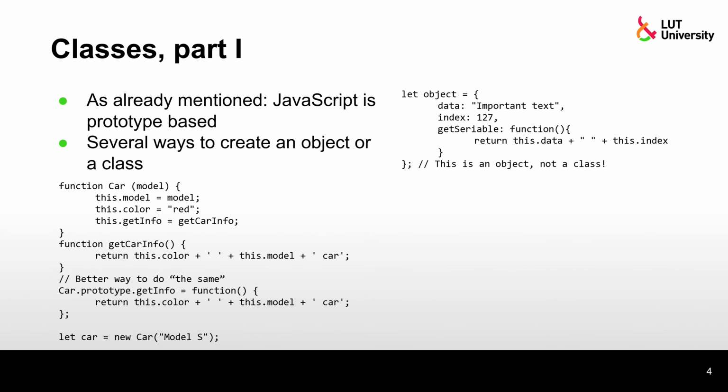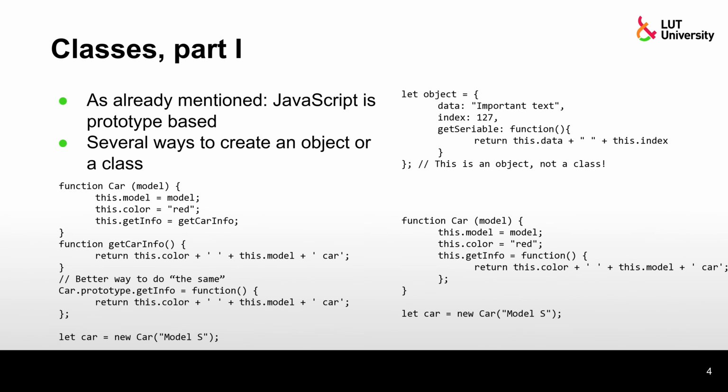So then it would be car prototype get info, and there would be this function. And we can then create a new car with the new keyword. So there is no class keyword, there is a function keyword to define a class. So in JavaScript, so many things are functions. And you can define a class like this. So we have this function get info inside this car.